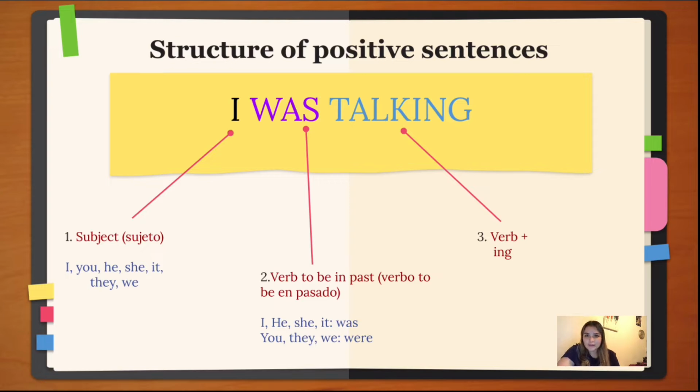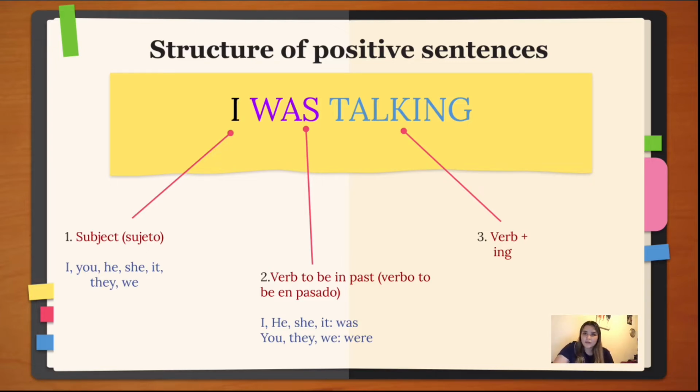Y en la segunda parte de la estructura de las oraciones positivas está el verbo to be. Recuerden que para cada pronombre hay un verbo to be en pasado, en este caso, en específico para cada uno. Por ejemplo, él, ella, eso, yo, le corresponde el verbo was. Y al pronombre tú, ellos, nosotros, le corresponde el verbo were. Ya dependerá de cuál es el sujeto de la oración, qué verbo se usará en la oración.